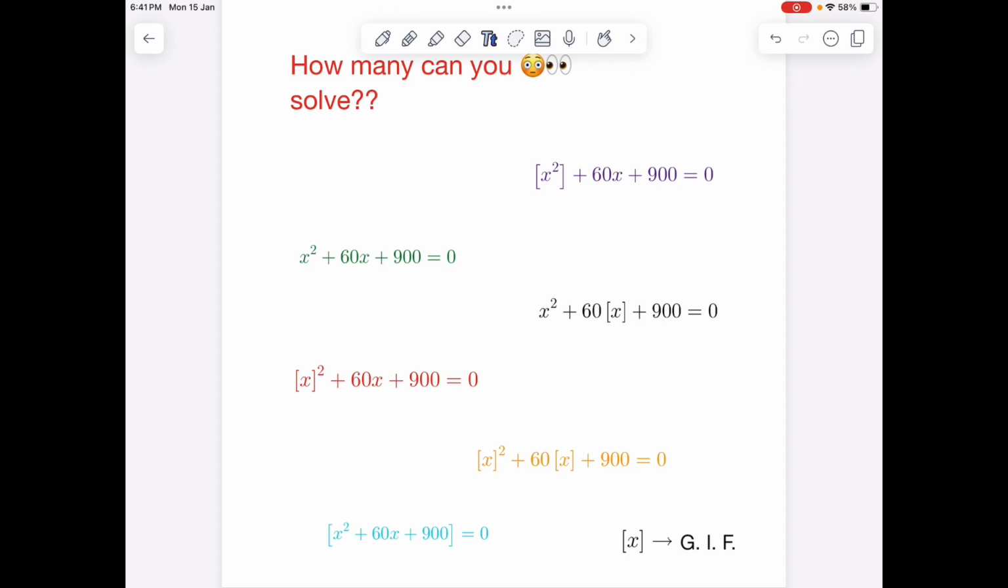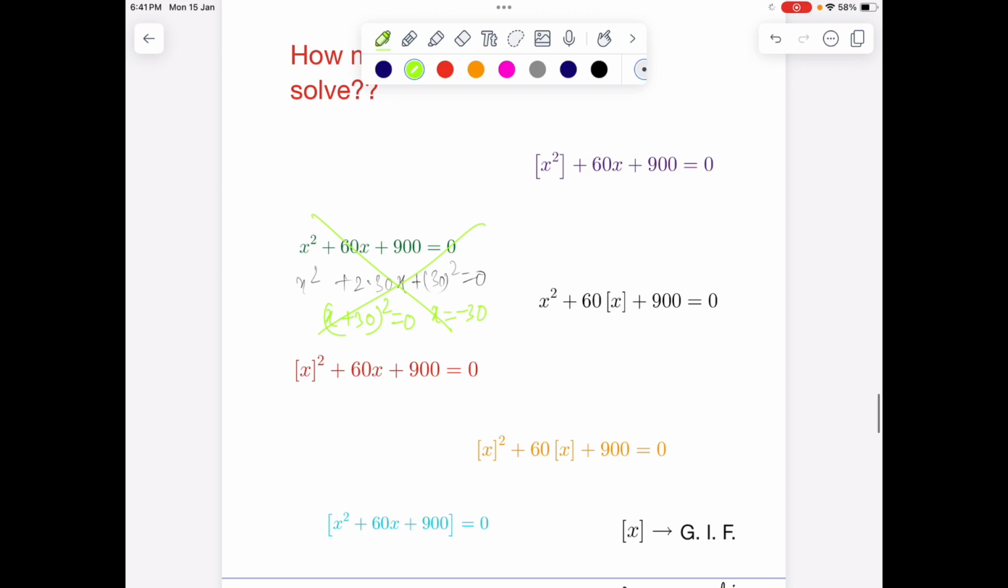Let's pick up the most easiest one, which goes x square plus 2 into 30x plus 30 square, and that's great for me because I have finished this off. This is going to be (x plus 30) whole square is 0, so x equals minus 30, and one question done. Let's try some other question. Okay, so I'll try some second easiest one.